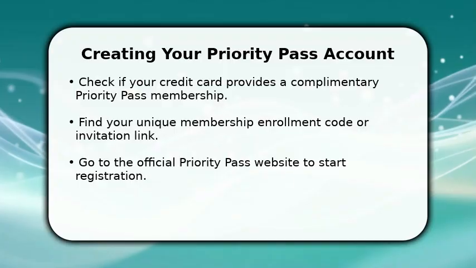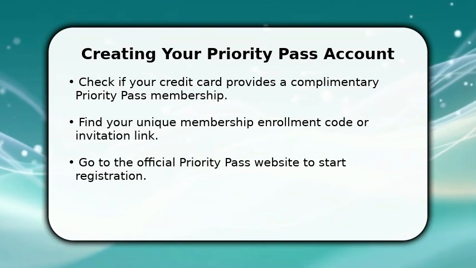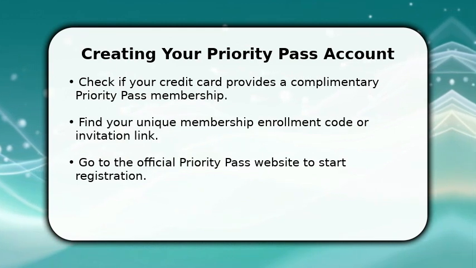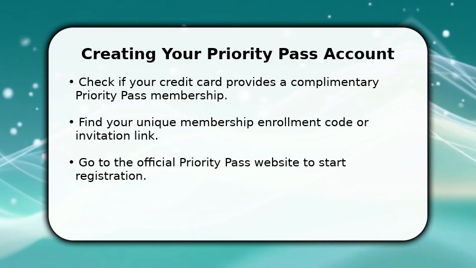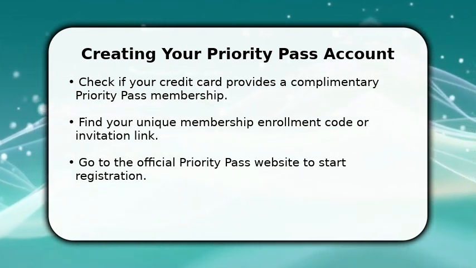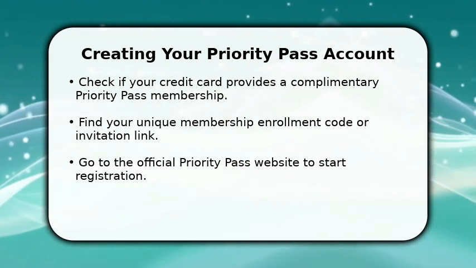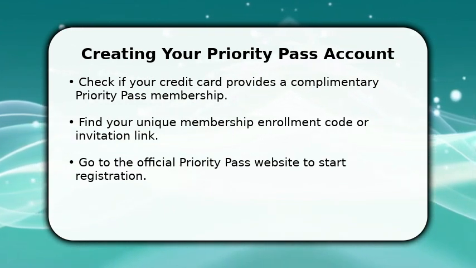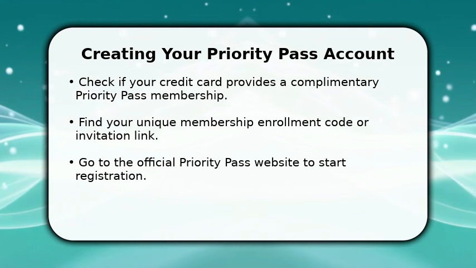Enjoy the video. In this video, I will explain how to create a Priority Pass account. First, determine if your credit card offers a complimentary membership, as many premium cards do. Next, locate your specific enrollment code or invitation link, which is usually provided by your card issuer. Finally, navigate to the official Priority Pass website to begin the straightforward registration process. This initial step ensures you're on the right path to accessing airport lounges.